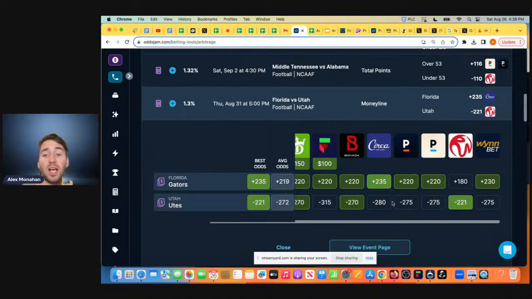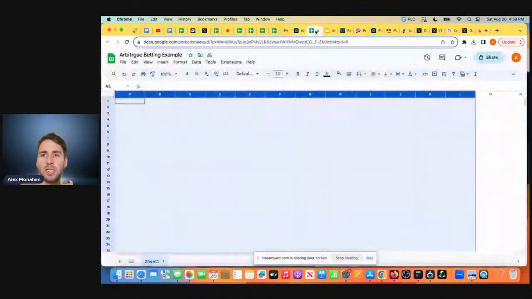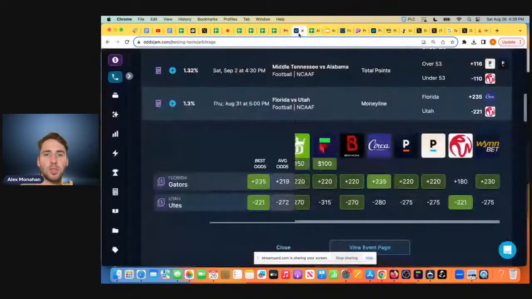And again, it's all possible because there's so many sportsbooks out there and they're all trying to set lines independently. So the market is very fragmented or inefficient. So let's take a look. Let's go through this arbitrage play.